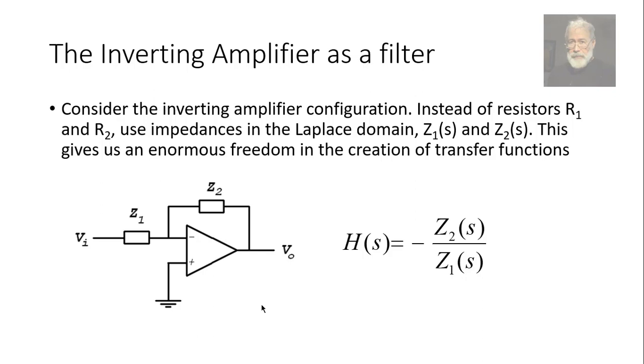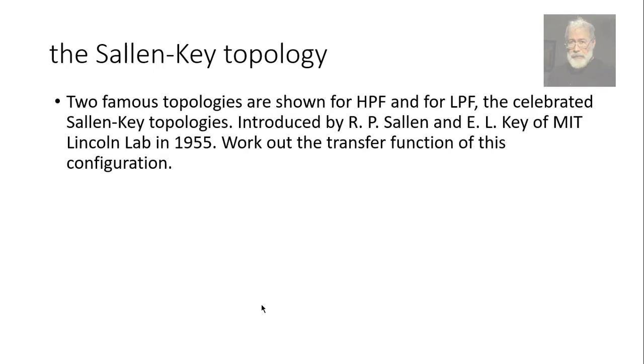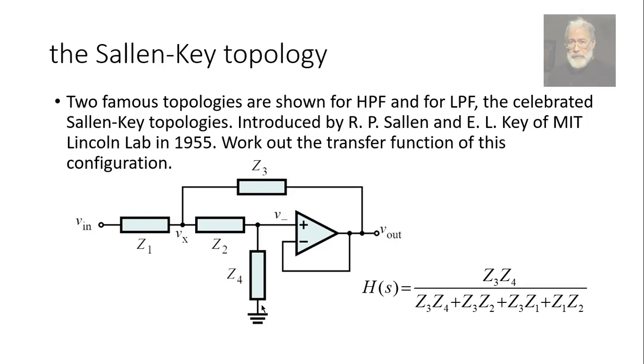This idea caught the imagination of many researchers in the 1950s, and in 1955, two researchers working with the MIT Lincoln Laboratory, R.P. Sallen and E.L. Key, came out with a topology that has become the workhorse of electronic filters. This one, the Sallen-Key topology. I invite you to find the transfer function of that topology, and it's given like that. However, each one of those impedances, Z1, Z2, Z3, and Z4, can either be one resistor or one capacitor.